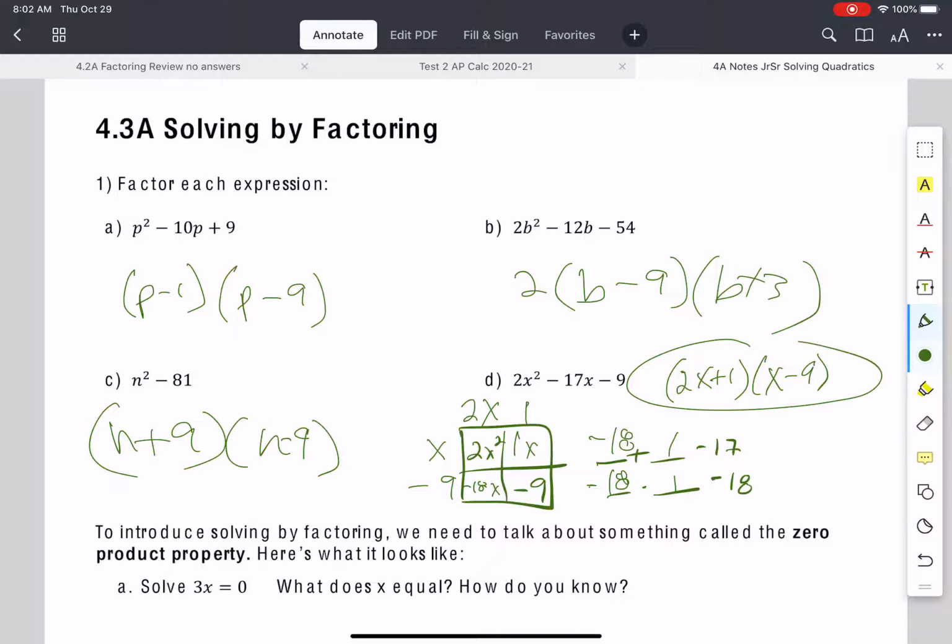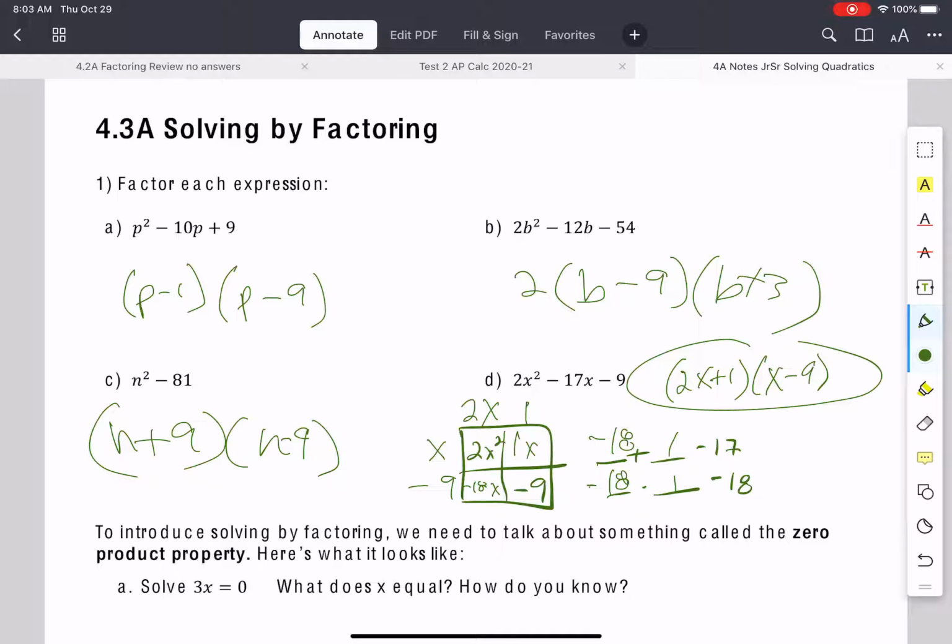Can I have someone raise their hand and tell me why the 2 in part B was outside the parentheses, but the 2 in part D is inside? Michaela? You got it. On B, I factored it out. It was a GCF, but on D, I couldn't. It was inside the box. Good. Okay, questions?